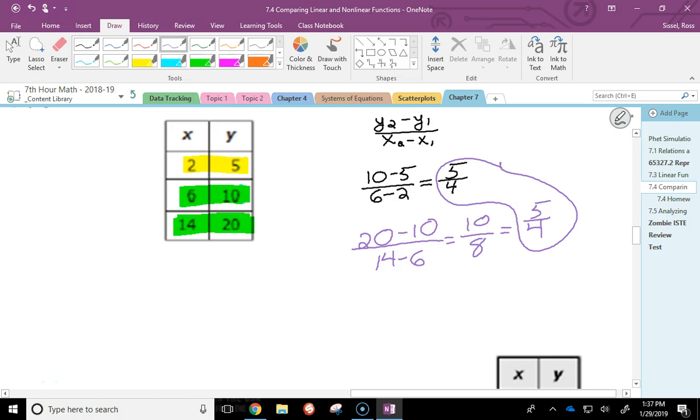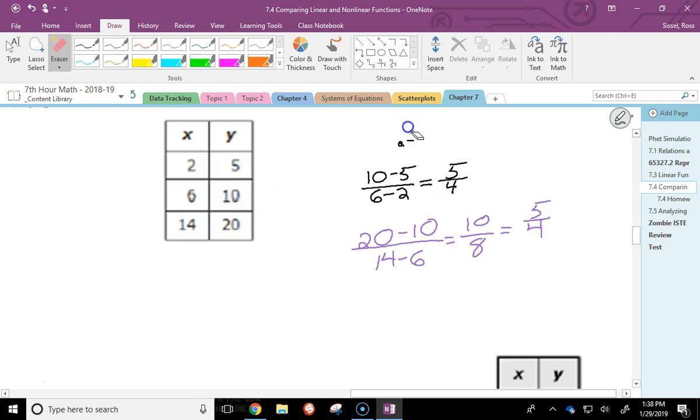Since I have the same slope, I would have to put it in a linear line. Okay, I'm going to erase all this.